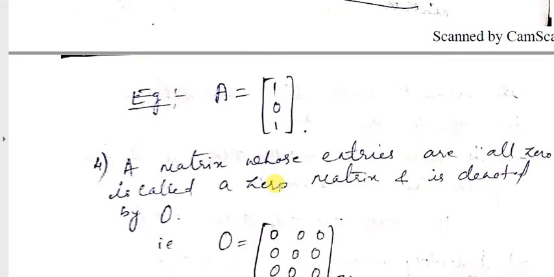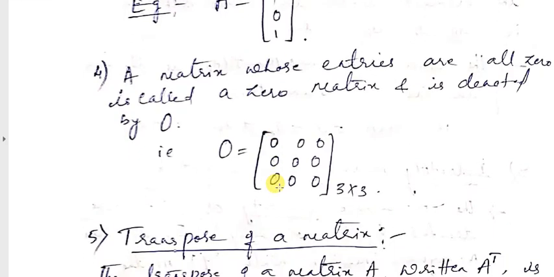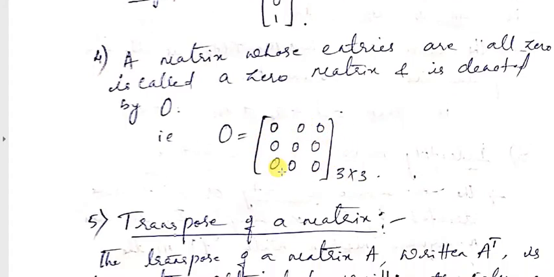The next type is a zero matrix. A zero matrix is denoted by O. A matrix whose entries are all zeros is called a zero matrix or null matrix. Here I have given an example whose order is 3 cross 3, where all the elements are zeros.